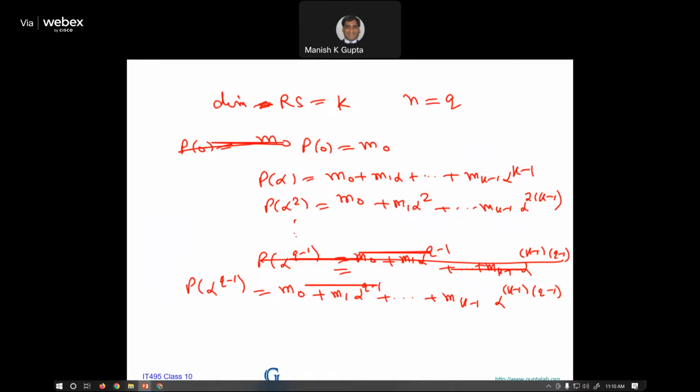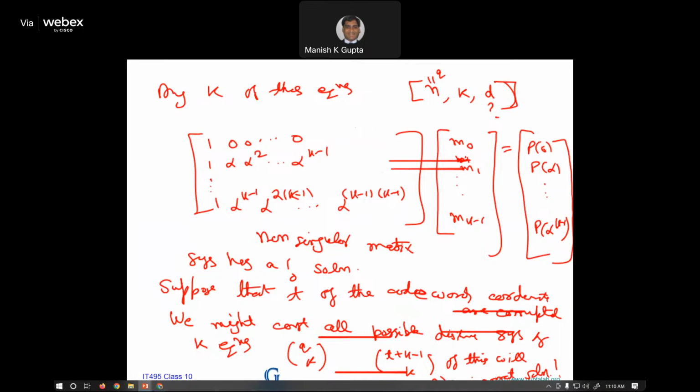Okay. So out of these Q equations, I can convert it into a system of equations. It will look something like this: the matrix with 1, 0, 0, 0, multiplied by M0, M1, up to M K minus 1, equals P0 up to P alpha for Q minus 1, right? The whole thing can be written like this as a system of equations.